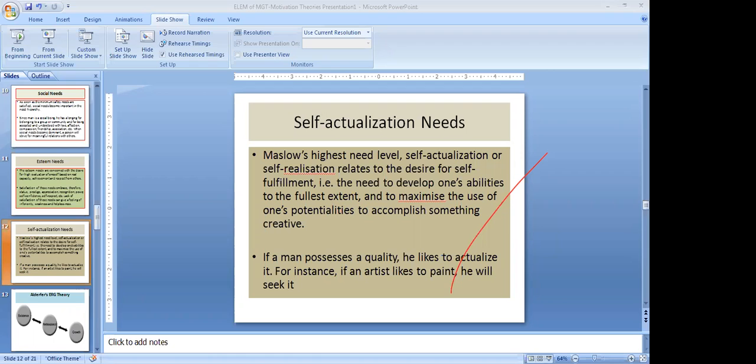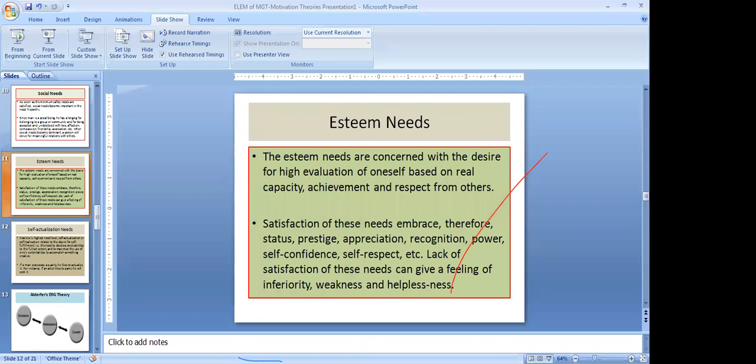Hello, class. Do we have any question regarding Maslow's hierarchy of needs? Any question?